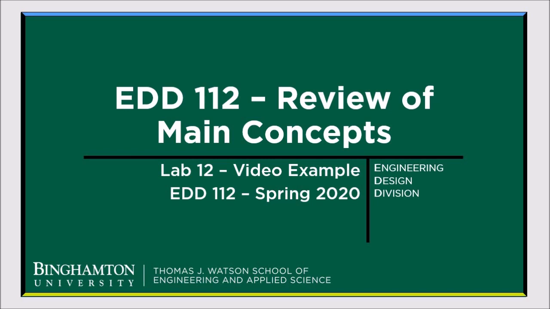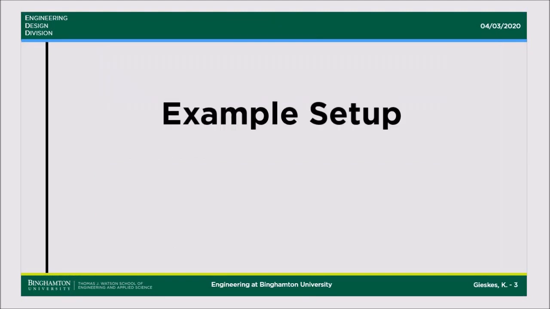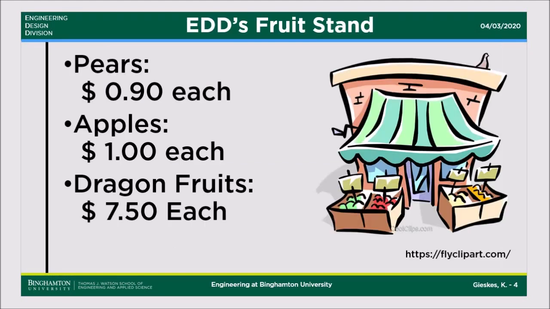Basically, we've got a fruit stand, and the fruit stand only sells three things. It sells pears for 90 cents each, apples for $1 each, and dragon fruits, which is apparently the plural of dragon fruit, for $7.50 each.